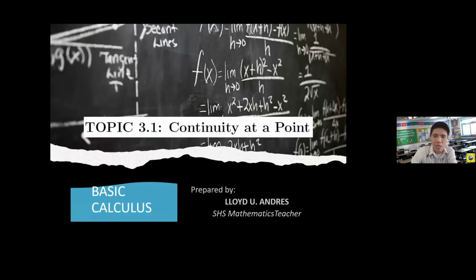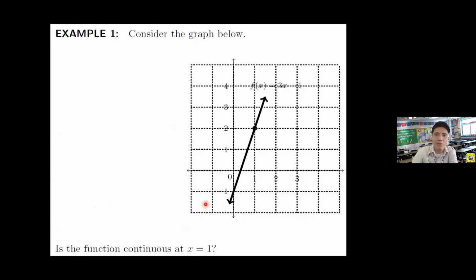Lesson 3, topic 1, which is continuity at a point. So, example 1. Consider the graph below. This is the graph of f of x equals 3x minus 1. The question is, is the function continuous at x equals 1?